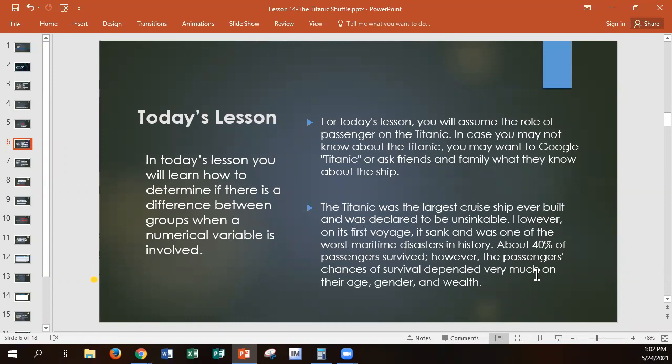Give me a second. About 40% of passengers survived. However, the passengers' chances of survival depended very much on their age, gender, and wealth.